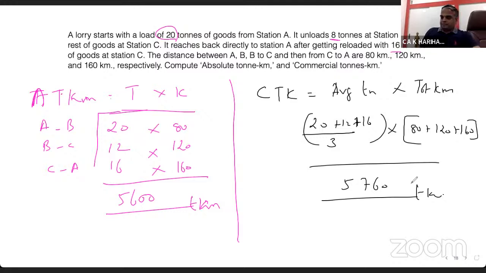Got it. Very good. So absolute and commercial ton kilometer is 5 marks in your package. Happy? Good one.